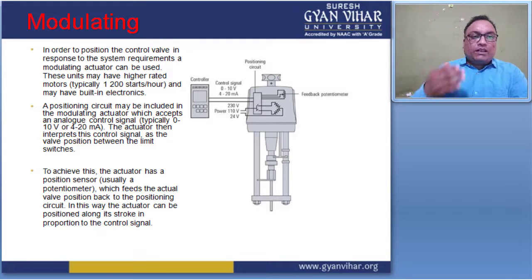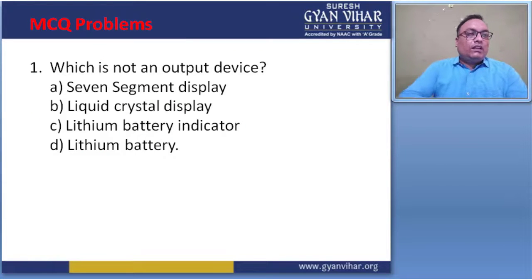portion of this lecture. This is the MCQ. For this MCQ section, which is not an output device? Here the four options are given: 7 segment display, liquid crystal display, lithium battery, and the lithium battery. So lithium battery is not an output device, right? So move to the next option.